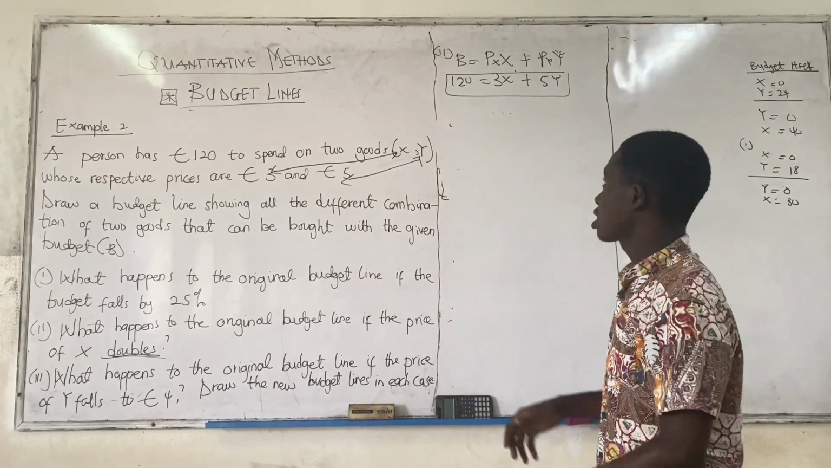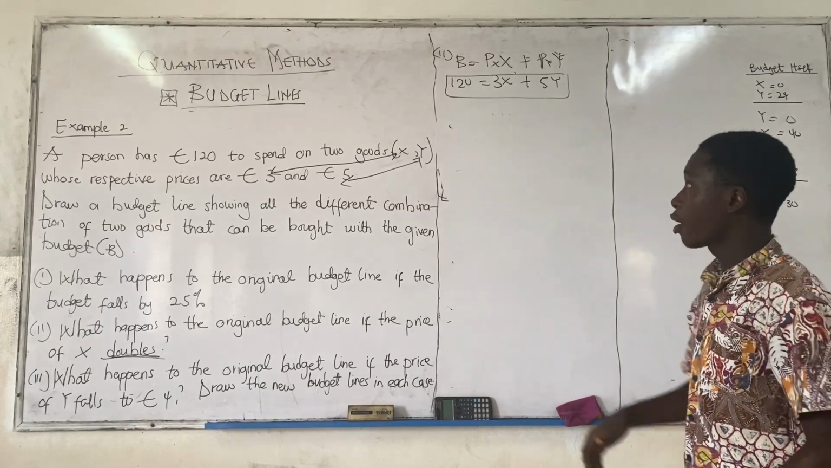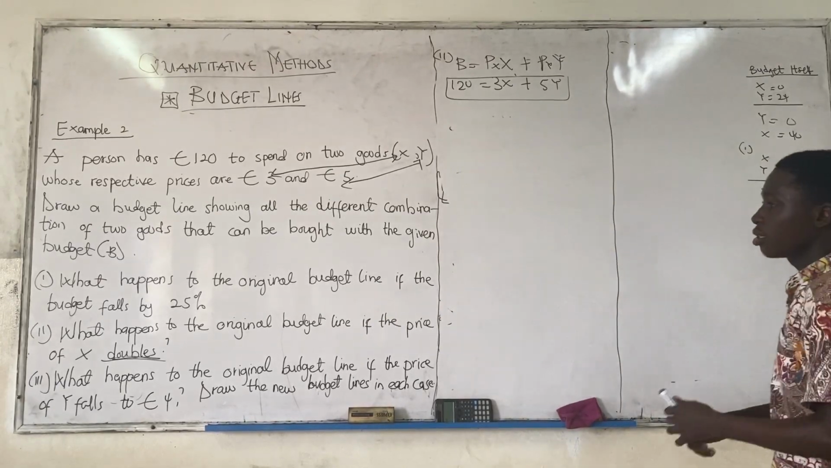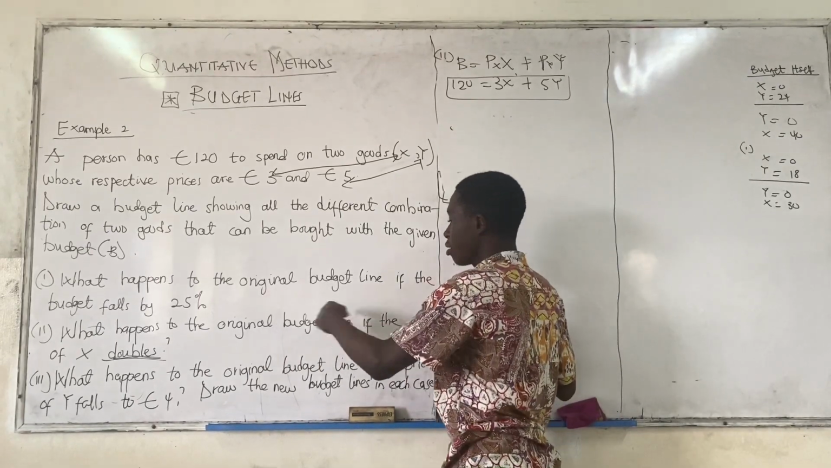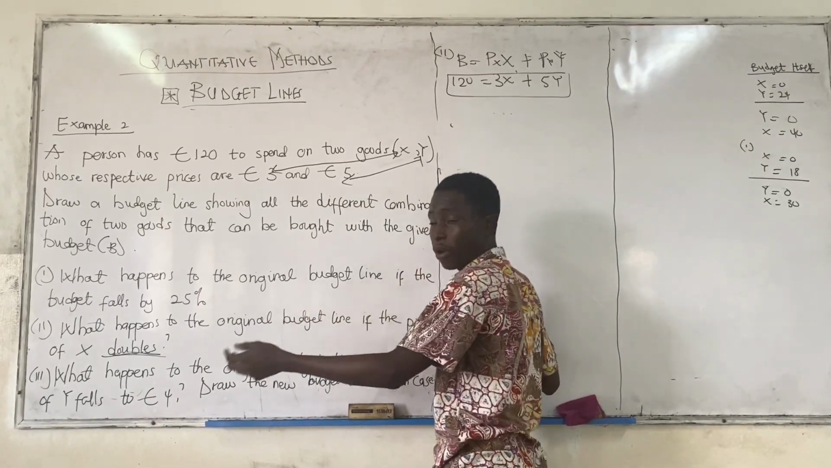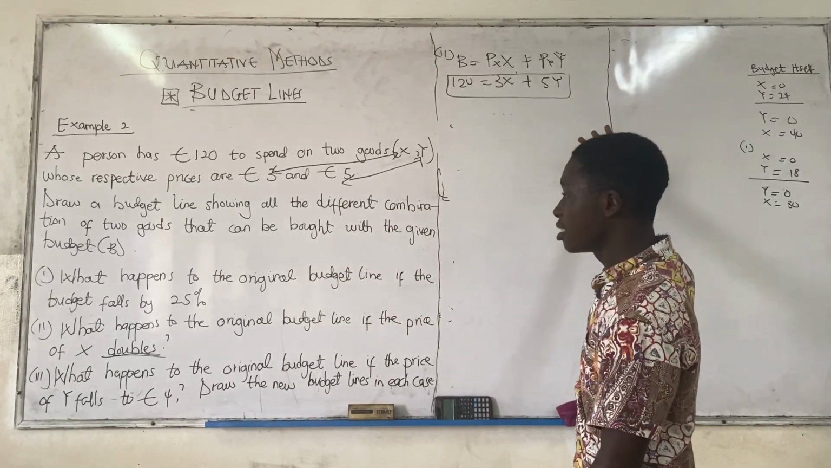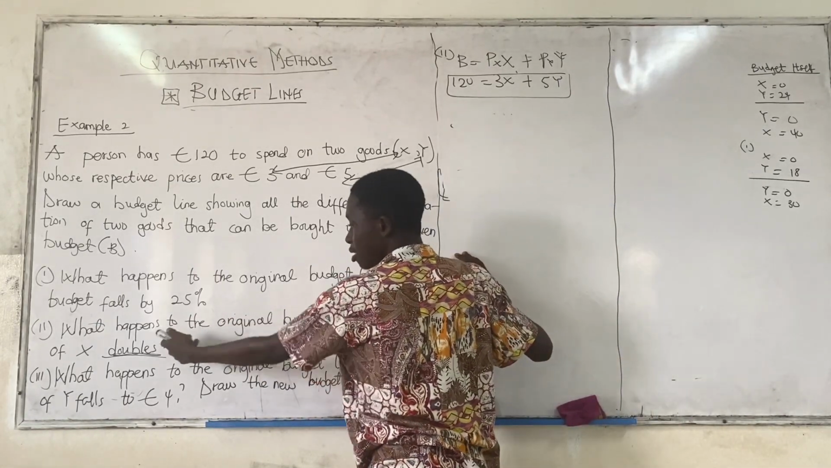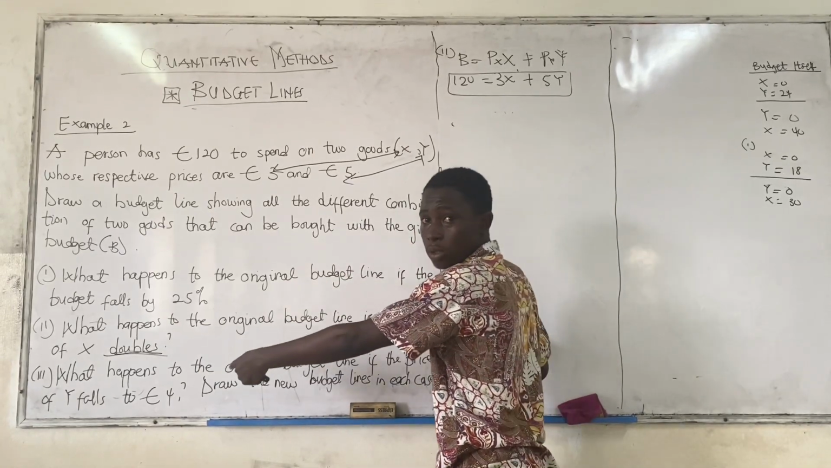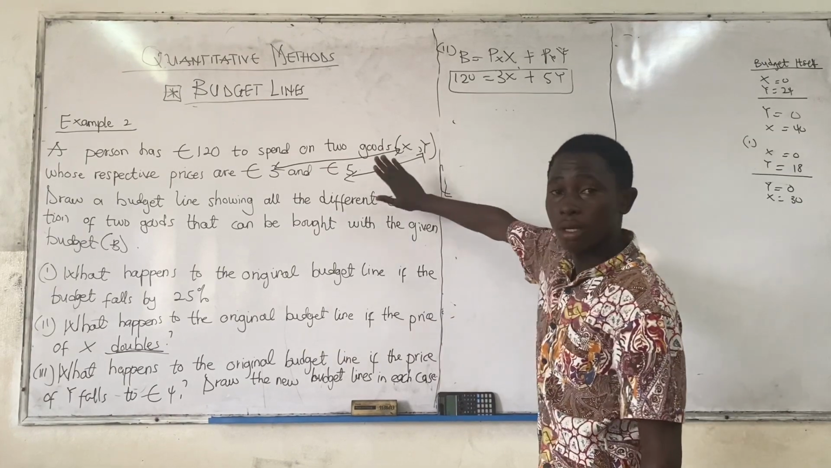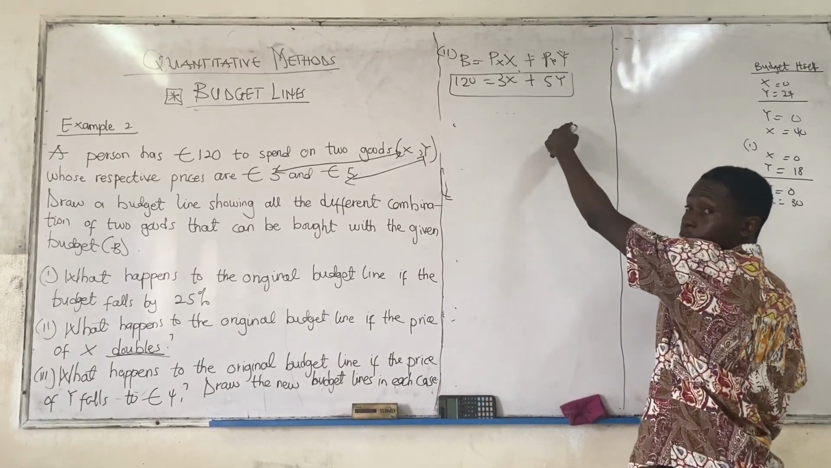Someone might ask, okay, why are we now using this for the II? The reason is they are still referring to the original budget. But with the I, we said the original budget was falling by 25%, so definitely the budget line changed. But with the II, what happens to the original budget line if the price of X doubles? So you are still going to maintain the original budget, which is 120 is equal to 3x plus 5y.